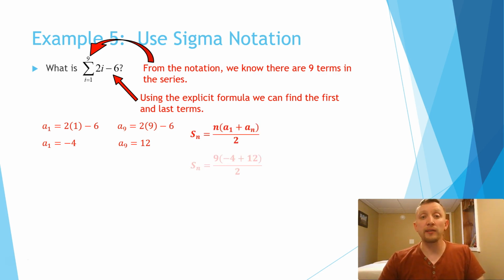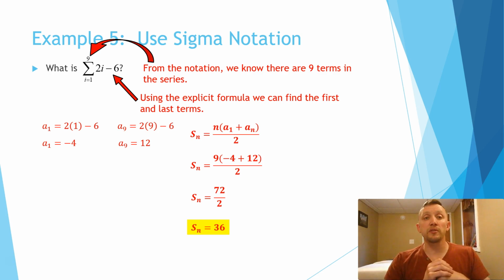So now we can plug all that information into our formula. Again, we'd have 9 for the number of terms, and then negative 4 plus 12, all divided by 2. Negative 4 plus 12 would be 8. 8 times 9 is 72, and 72 divided by 2 would be 36. So the sum of those terms would be 36. Even though we don't have them all in front of us, it doesn't matter. We found what we needed, and we got our answer.